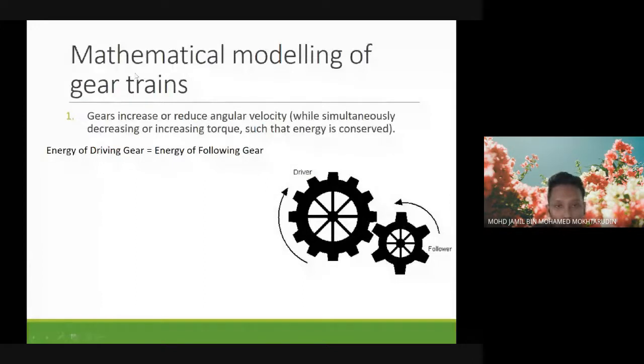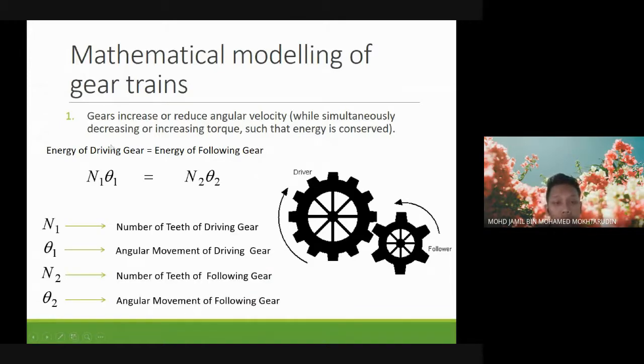Okay, so let's look at mathematical modeling of gear trains. Gears increase or reduce velocity. The energy of the driving gear equals the energy of the following gear. To calculate the energy, we use the number of teeth times the angular displacement. So N1 theta 1 equals N2 theta 2 of the following gears.